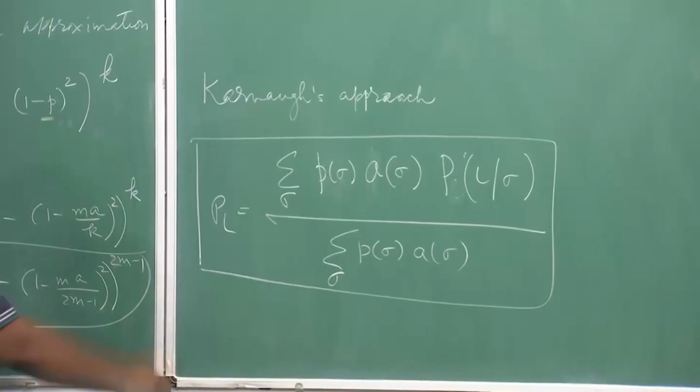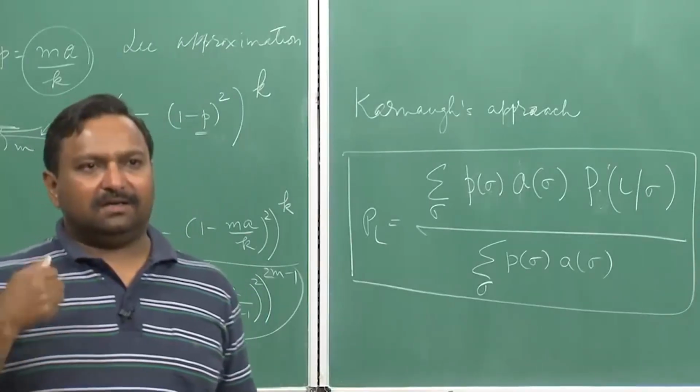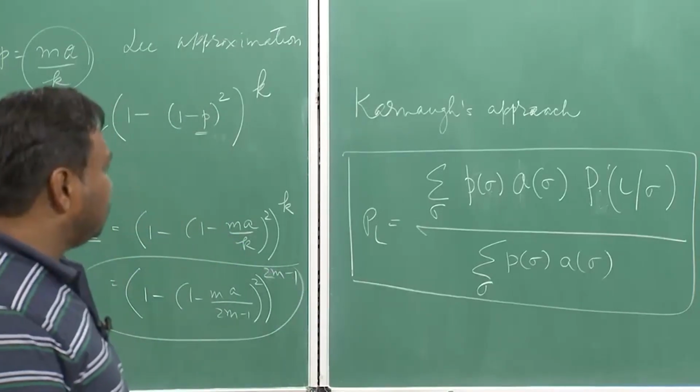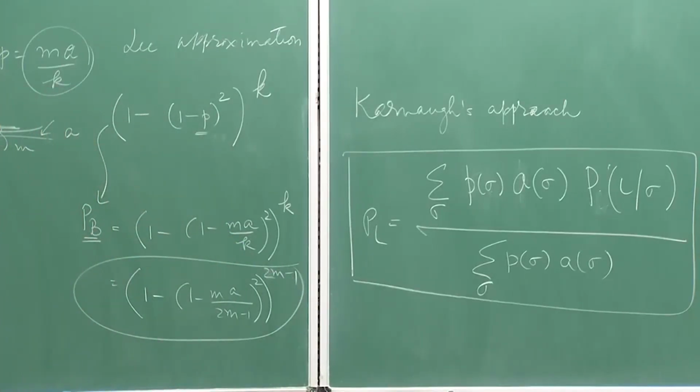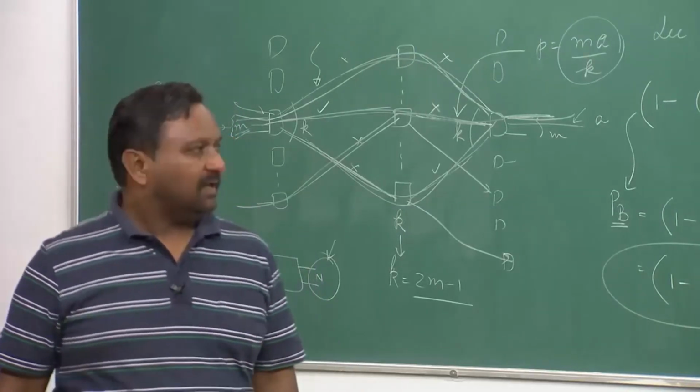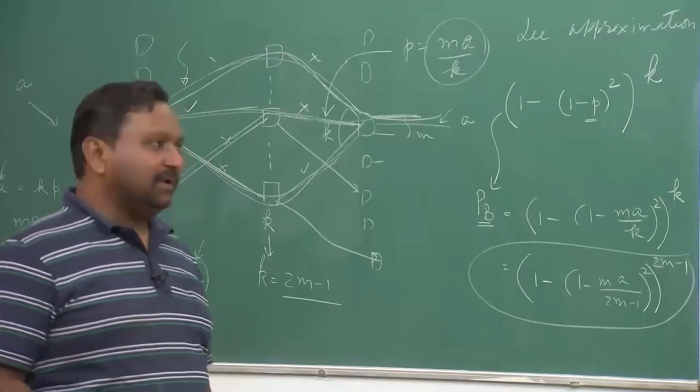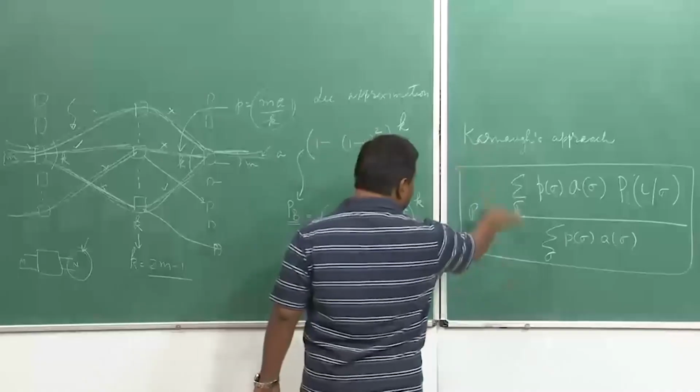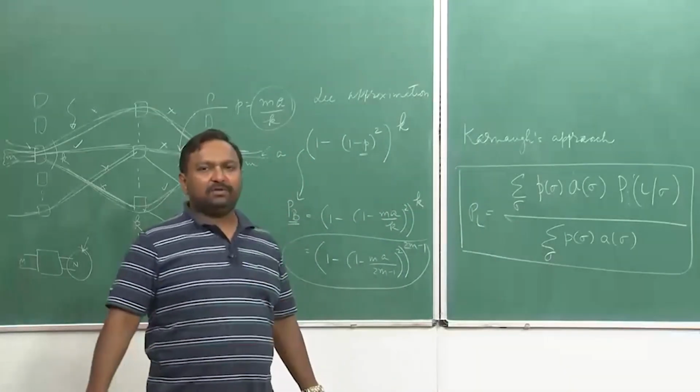Interestingly, this call loss probability and the probability of the switch being in blocked state, or time congestion, are also related by the same relation which we derived earlier. So, next lecture we will look into Karnaugh's approach, Karnaugh's approximation, for finding out the call loss probability.